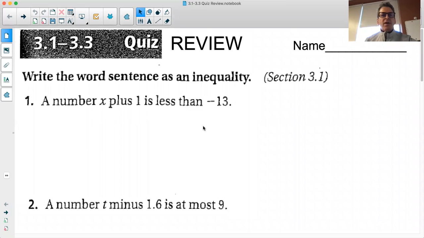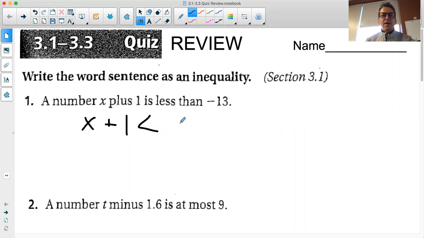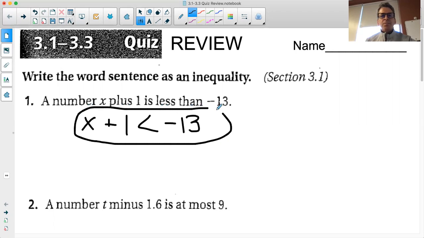All right, let's start with number 1. Write the word sentence as an inequality. Okay, so if you look at this, it says a number x plus 1, so that indicates x plus 1 is less than negative 13. So you're going to put a less than sign and then negative 13. So what they want you to do here is write the word sentence as an inequality and then circle your answer. Okay, you don't need to solve it. You don't need to graph the first section.